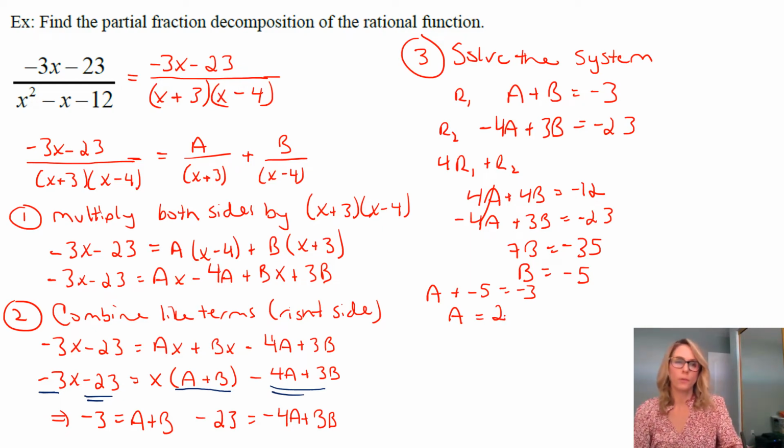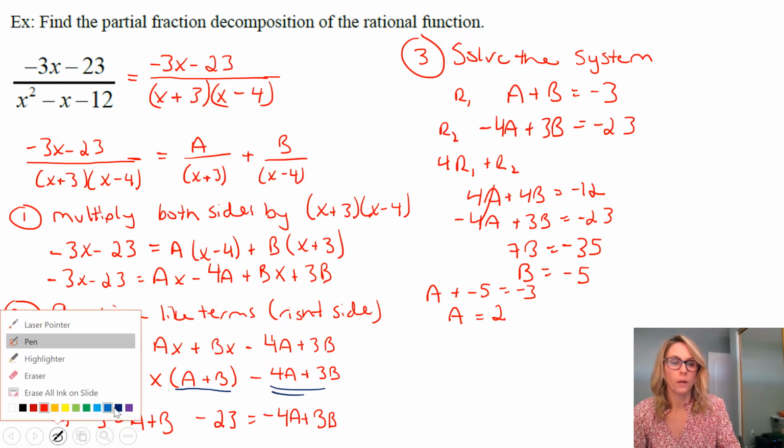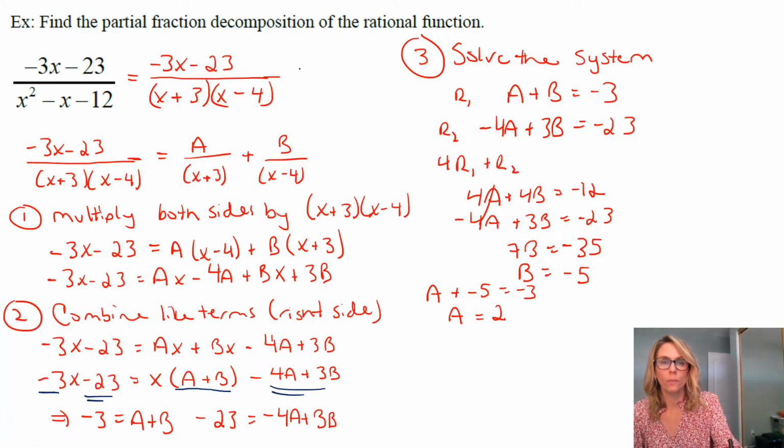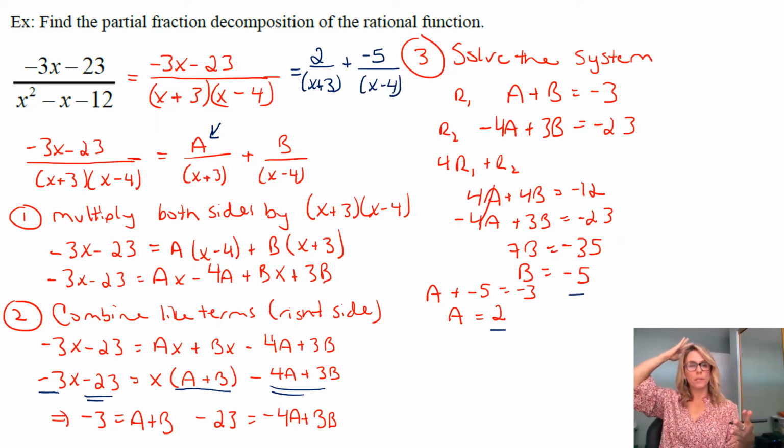Just for spacing reasons, I'll put it up in another color at the top. What we have now shown is that our a is 2, so I have 2 over x plus 3, plus our b, which is negative 5, so negative 5 over x minus 4. So now we've done the partial fraction decomposition to say that these things are all equivalent. What I have here is equivalent to what I have here is equivalent to what I have here.